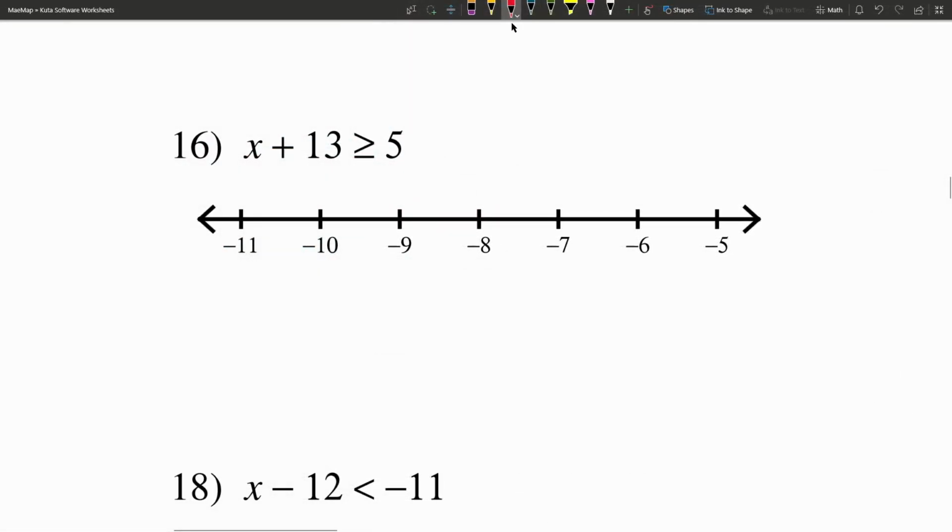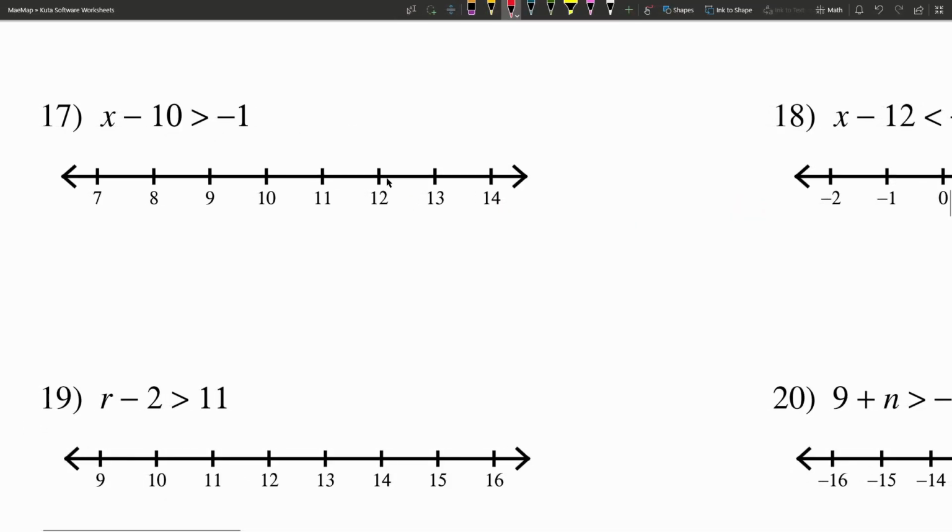Number 16, x plus 13 is greater than or equal to 5. So subtracting 13 from both sides, we're going to get that x is greater than or equal to 5 minus 13, which is negative 8. So locating negative 8 on our number line, we're going to circle it, and we're also going to shade it in and shade all the values to the right, because x is greater than or equal to negative 8.